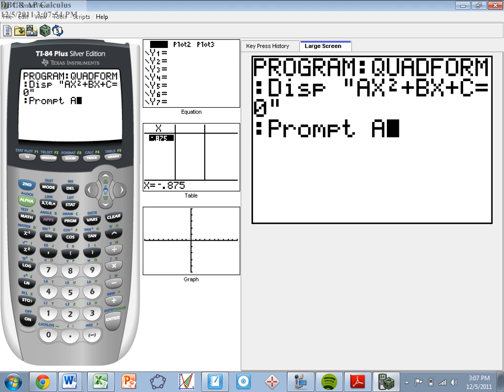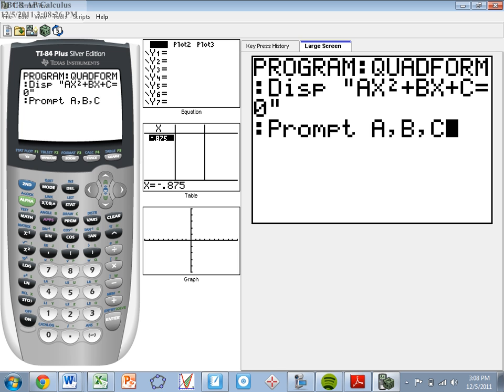Now I want A, B, and C. For this one, you can use the comma. The comma is right here next to the parentheses. Then put alpha B, then a comma, alpha C. Notice I'm not using alpha lock because I'm not entering a bunch of letters at the same time. Alpha lock is pointless. I'm only entering one letter, then a comma, then another letter, then a comma, then another letter. So you should have A, comma, B, comma, C.